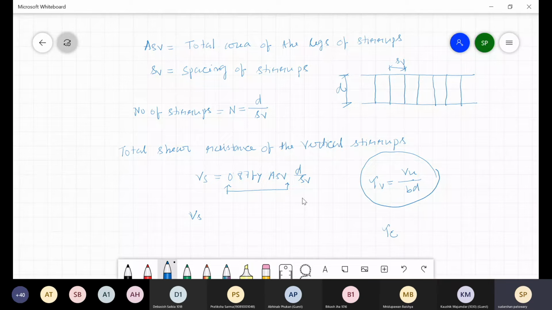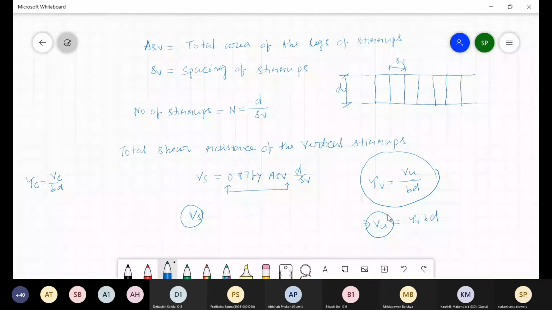Now, the remaining is your shear force, Vs. Let me write it this way. From here, Vu is equal to tau V bd, so this is the total shear force. Vu is the total shear force of the beam. Out of this, tau C bd, Vc, is the shear force of the concrete.